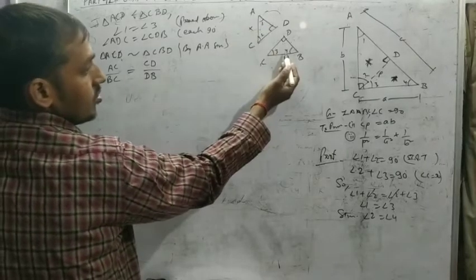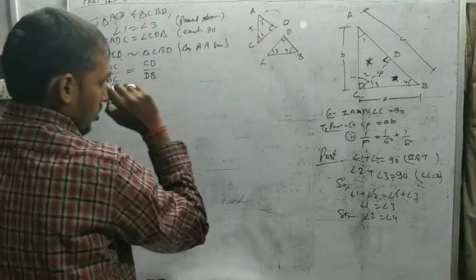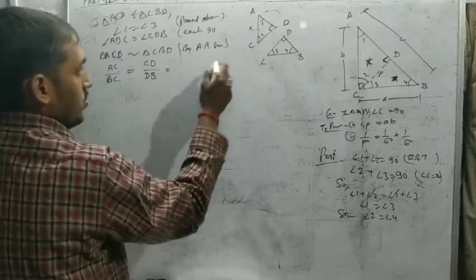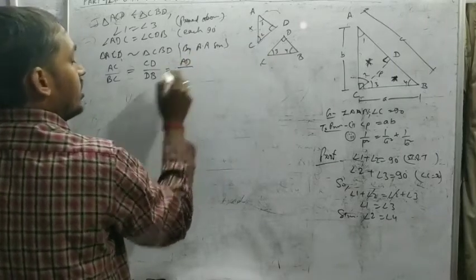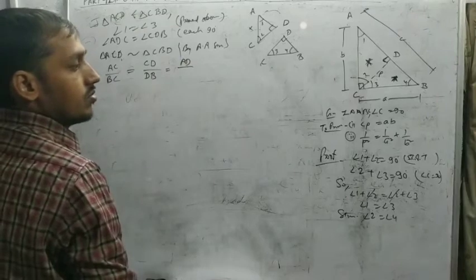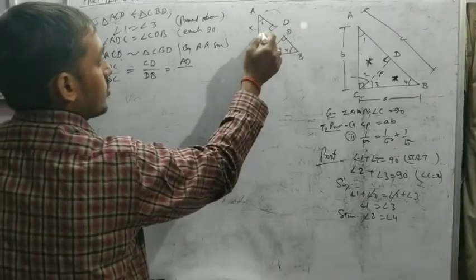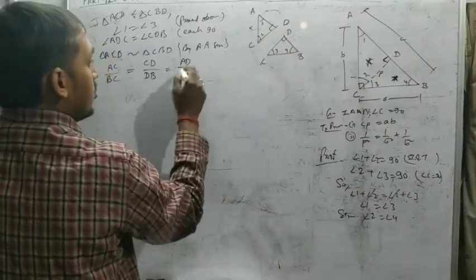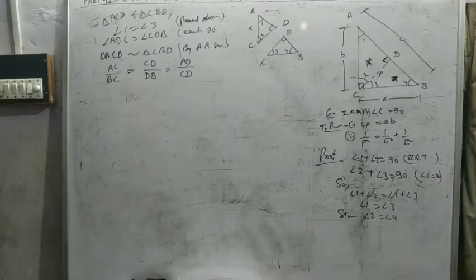One equal to 3, and if we take AD, so AD upon CD. So this is the corresponding part.